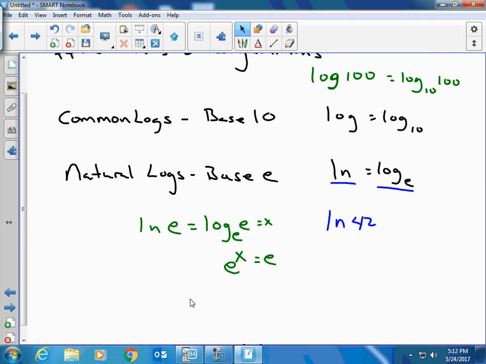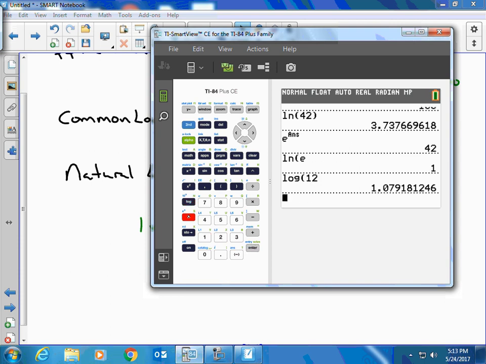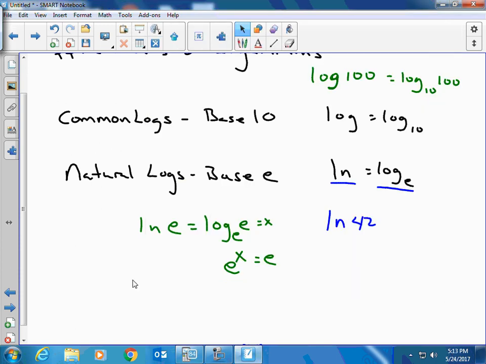ln is log base e. And to type it in the calculator, you just look for that button on the calculator. Okay, I'm looking for log, or I'm looking for ln. Where they're at on your calculator, you'll have to find it. Okay, on mine, they're down the left-hand side. All right. So now let's do some solving.